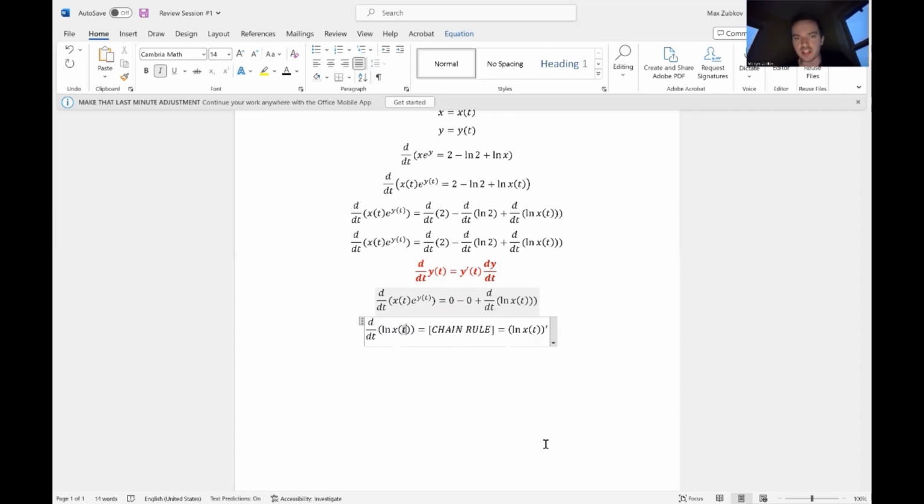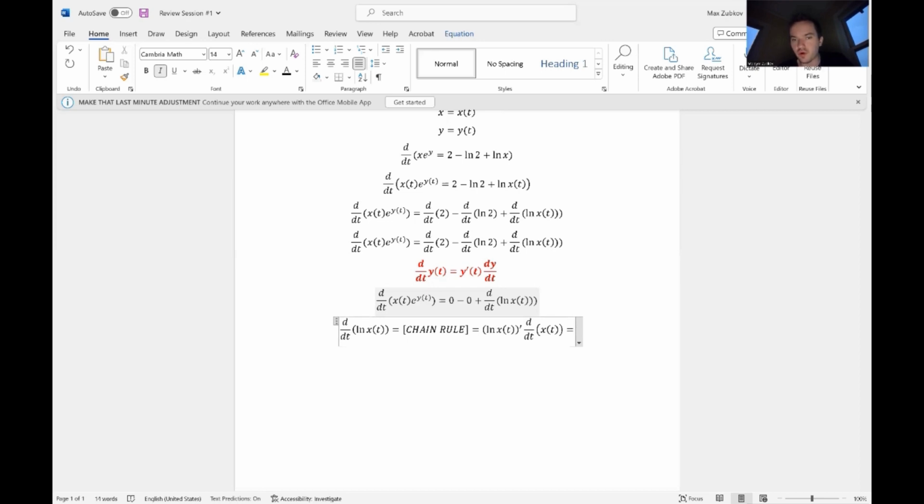Why are we using the chain rule? Because you can see that my function x is a composition, a subfunction of the function ln. So that means that my operator d over dt is going to be applied as a chain rule. So I will take the derivative of my outside function times d over dt of my inside, and my inside is going to be x of t.